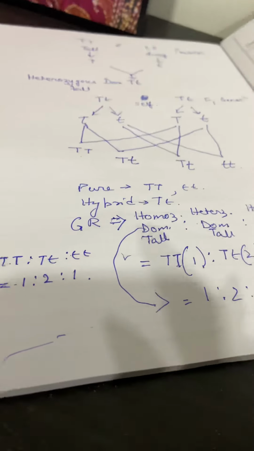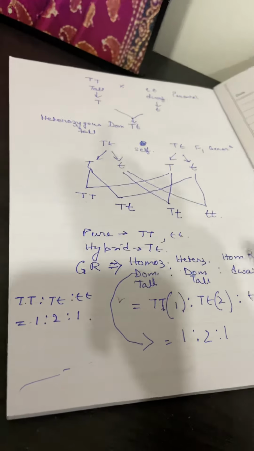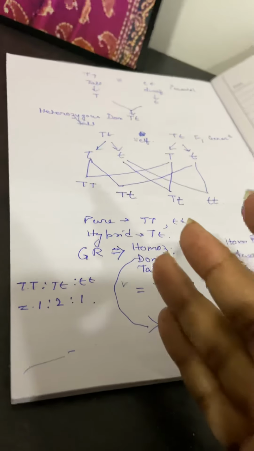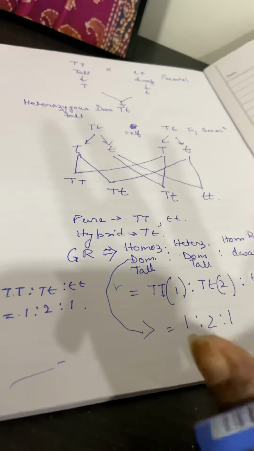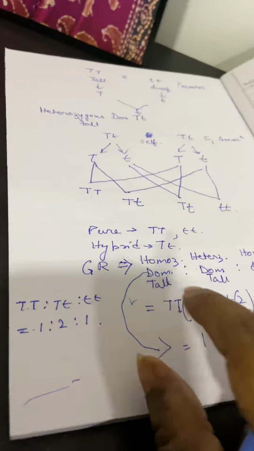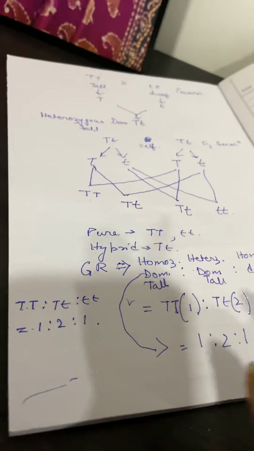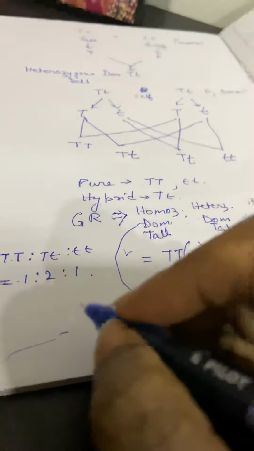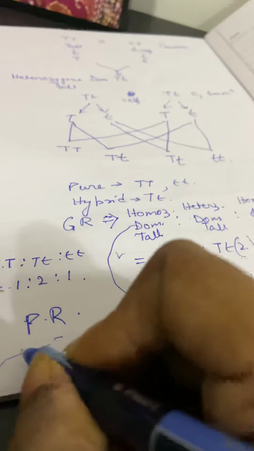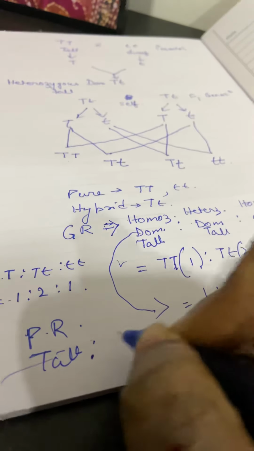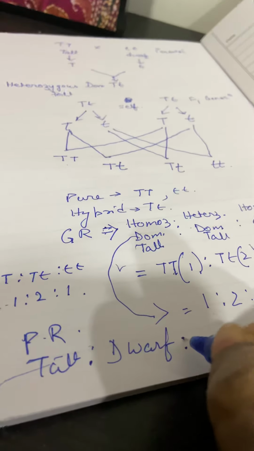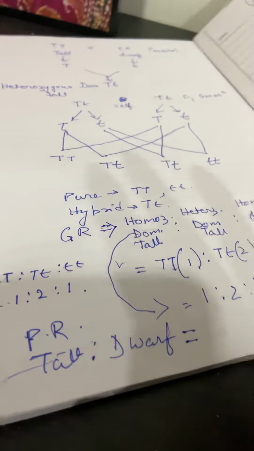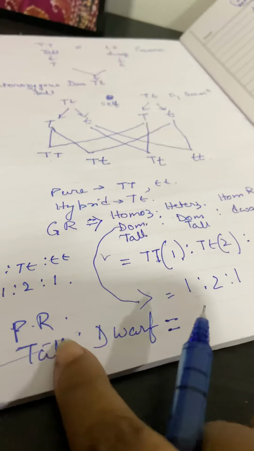Now what is your phenotypic ratio? Phenotypic ratio is looking at the plant. You cannot tell whether this is a homozygous dominant one or a heterozygous dominant one, right? You just see it is tall. You cannot say that it is tall because it has homozygous dominant genes or heterozygous genes. So that's why your phenotypic ratio is tall is to dwarf, because you do not know about their genetic makeup. You can only see the phenotype, that is the outward appearance. So tall is to dwarf.